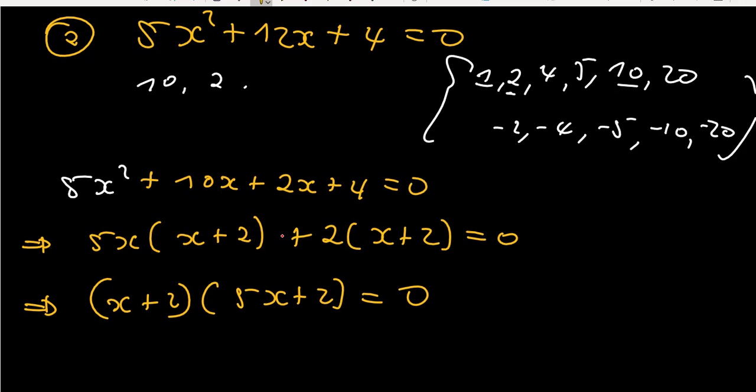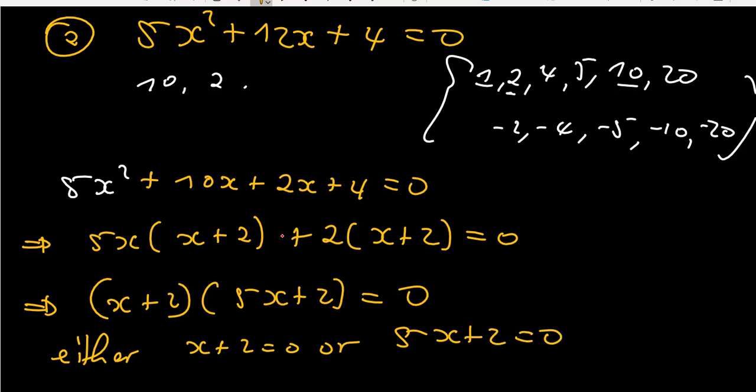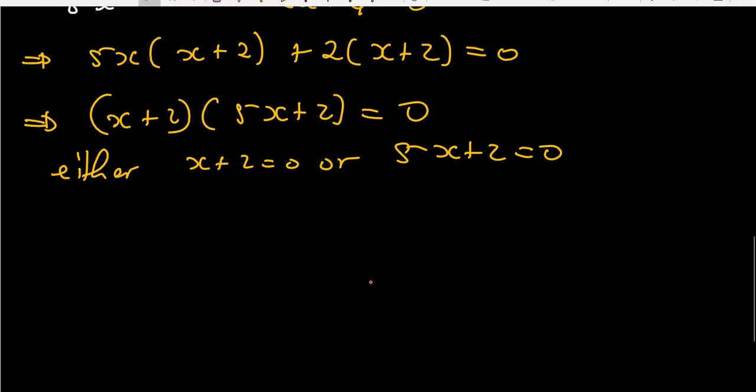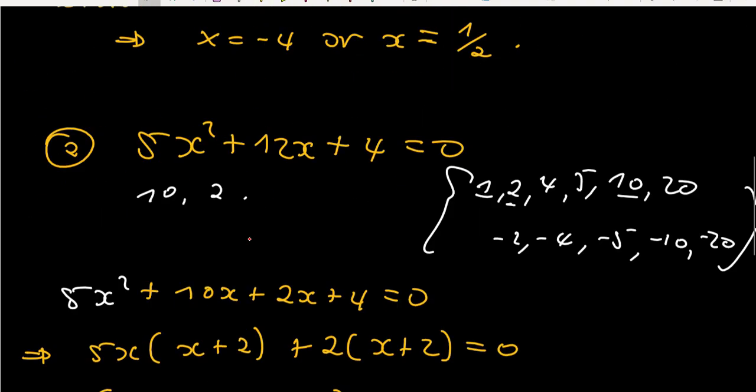Now, with this, either x plus 2 is equal to 0 or 5x plus 2 is equal to 0. So the possible values of x is either x is equal to negative 2 or x is equal to negative 2 divided by 5. So that is the solution to those two equations.